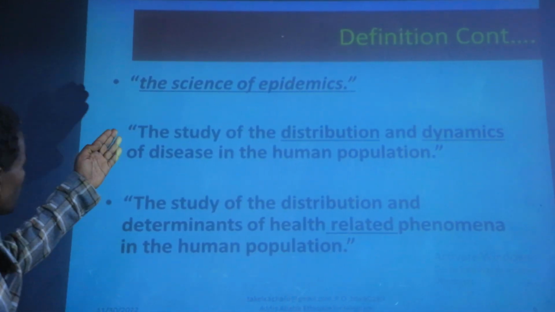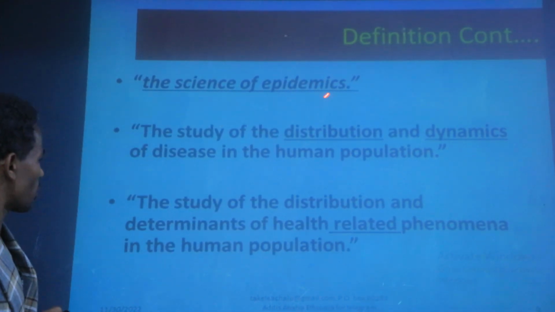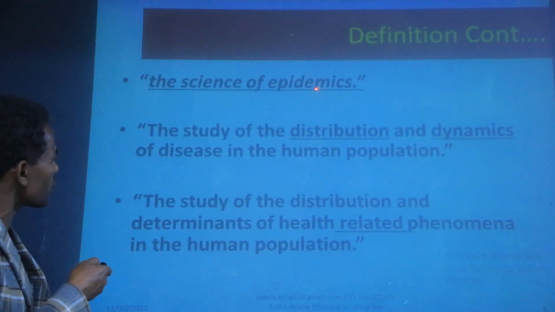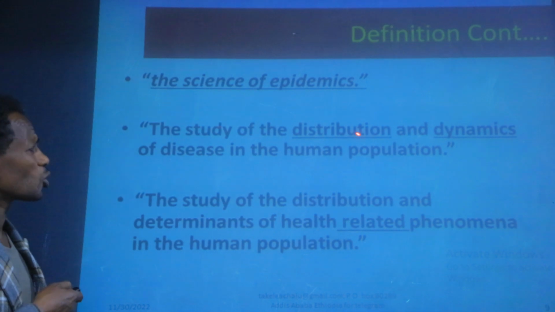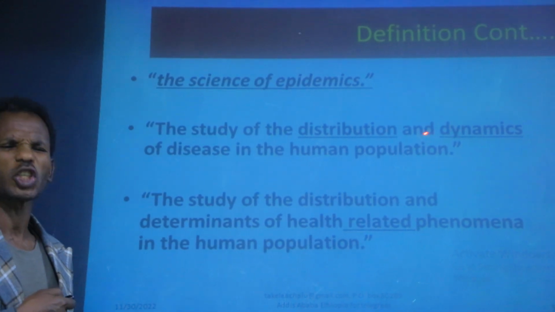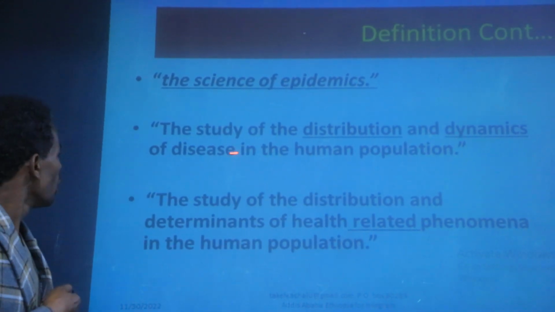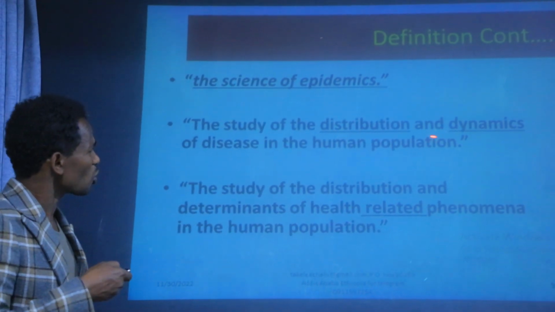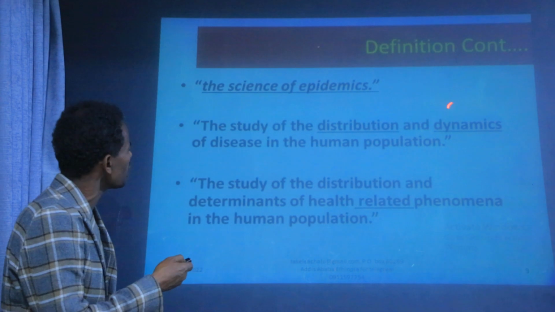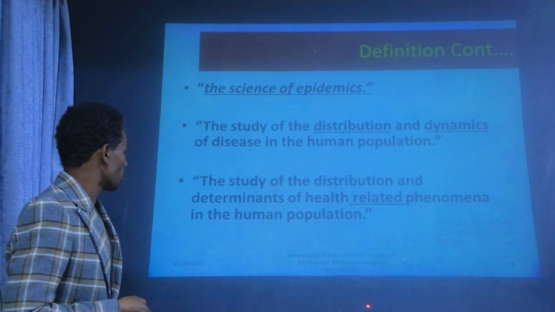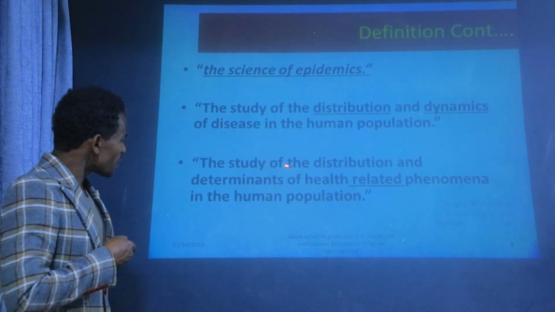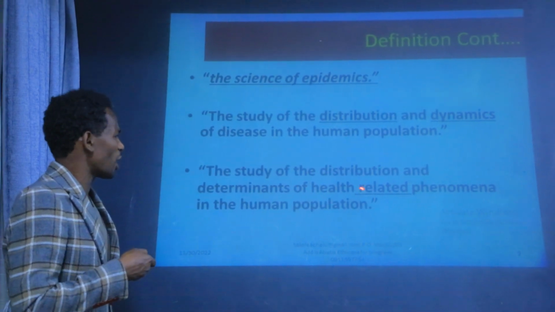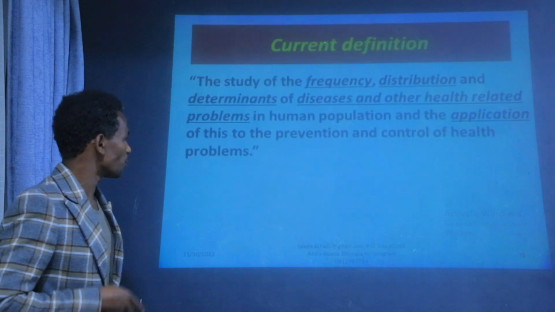Some scholars say it is the science of epidemics. In the sense of this definition, it is the study of the distribution and the dynamics of disease in the human population, which means the spread of disease in the population. So the study of this science is the study of the distribution and determinants of health-related events especially.